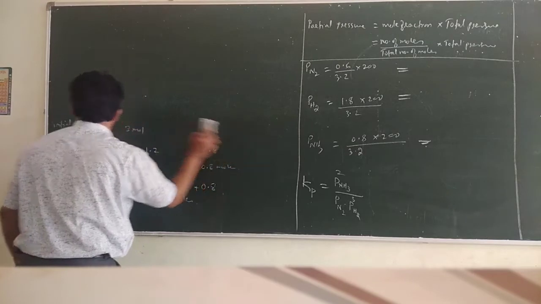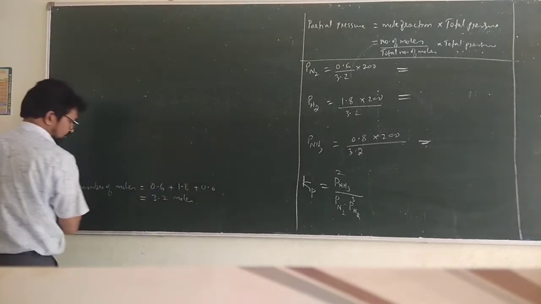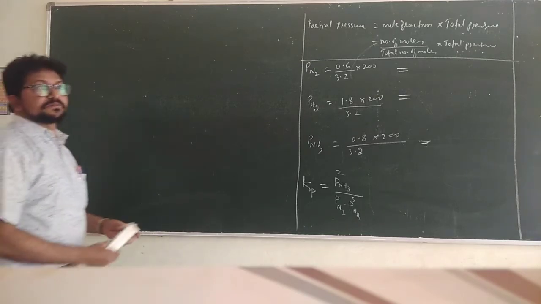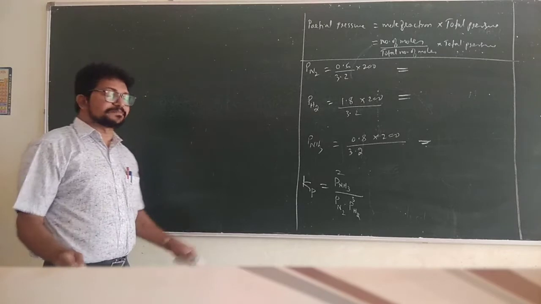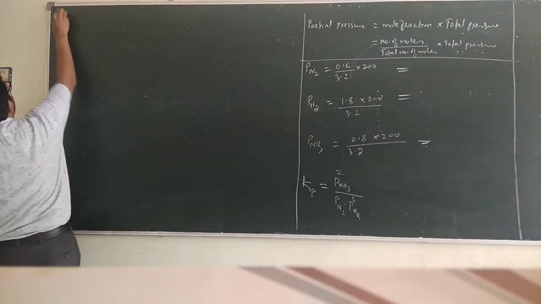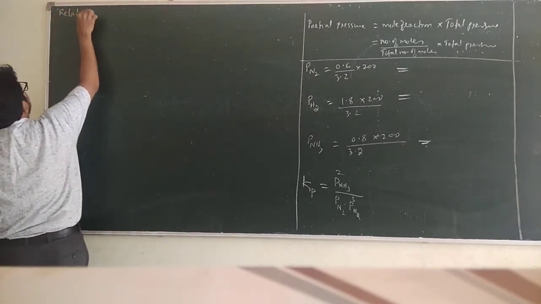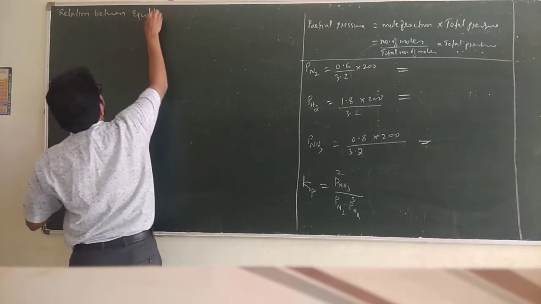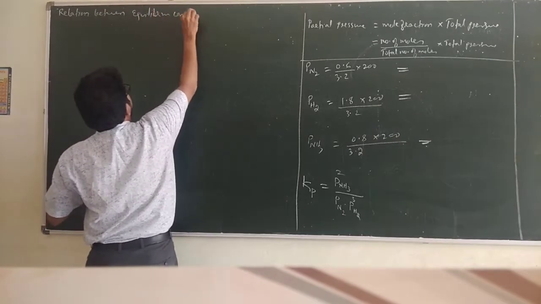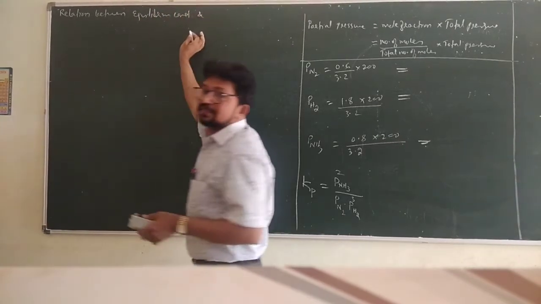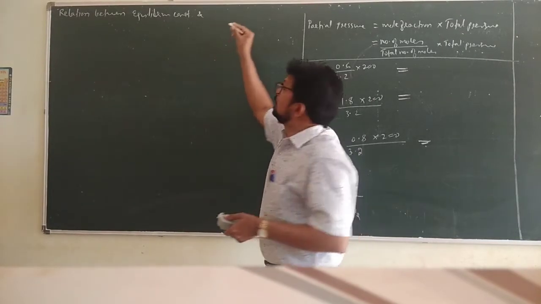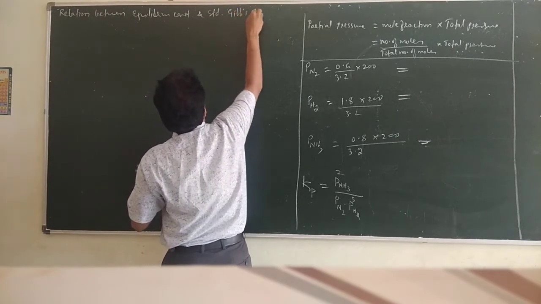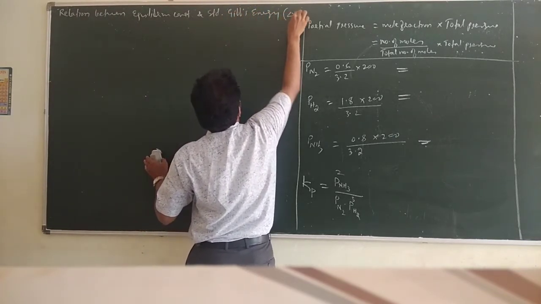So one more part in this chapter is equilibrium constant and standard Gibbs energy. The relation between equilibrium constant and standard Gibbs energy you learned in the thermodynamics chapter. And standard Gibbs energy is called free energy, delta G naught.